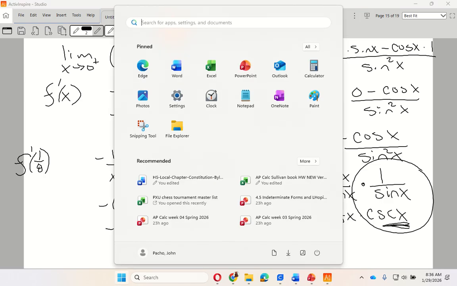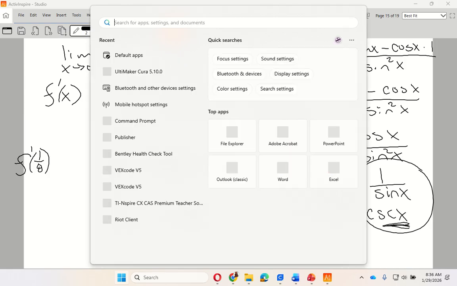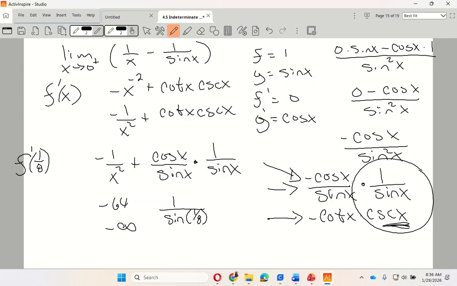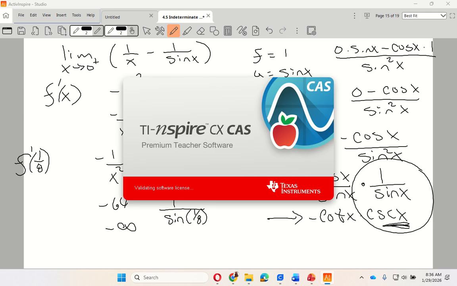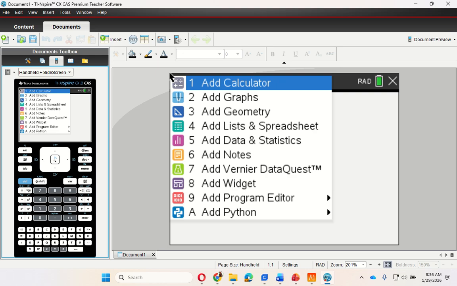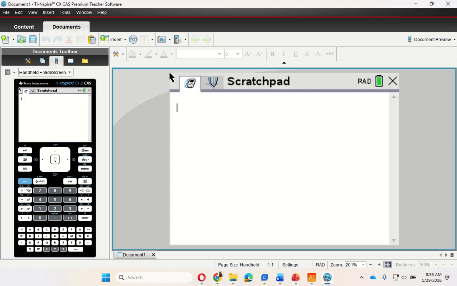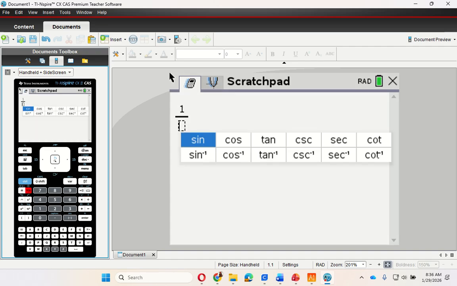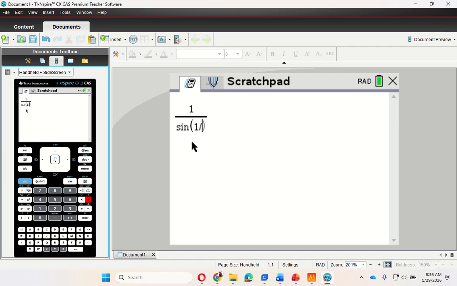and I'm going to show you guys, this is kind of what I was trying to go over yesterday, but the bell rang, so I wanted to show you all this, especially with sine and cosine. Okay, now I'm going to plug this in. To show you, it's in radians, so 1 divided by sine of 1 over 8.